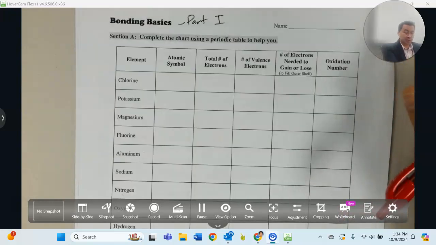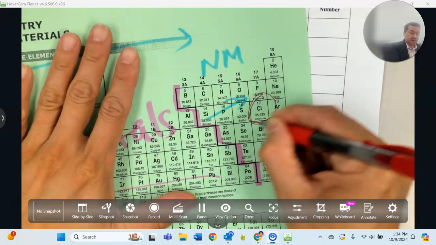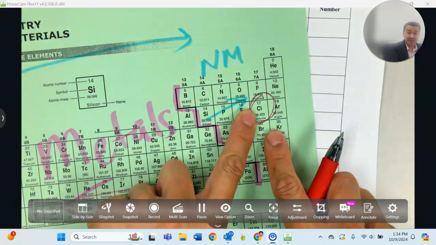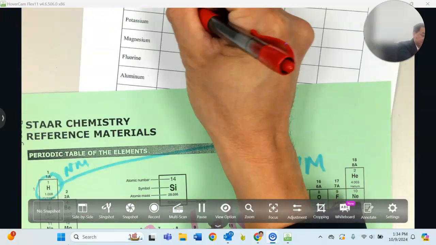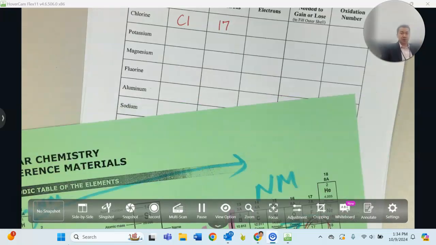So use this periodic table. Chlorine. Look at element Cl right there. Atomic number is the number on top, which is 17. So your atomic symbol is Cl. Total number of electrons is 17, the same as atomic number.